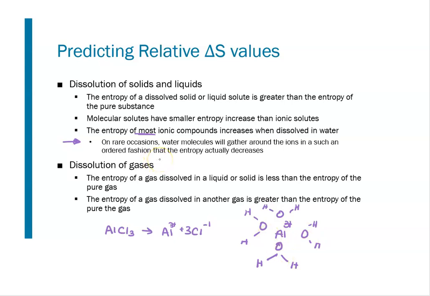So if the question is just, does the entropy increase or decrease for an ionic compound? Unless you're given further information, you can assume that the entropy is going to increase in order to continue on your problem. You just have to be aware of the fact that that is not always going to be the case. And so if you have more information, you should definitely use that information. But if you're not given anything, then you can assume that it is going to increase.